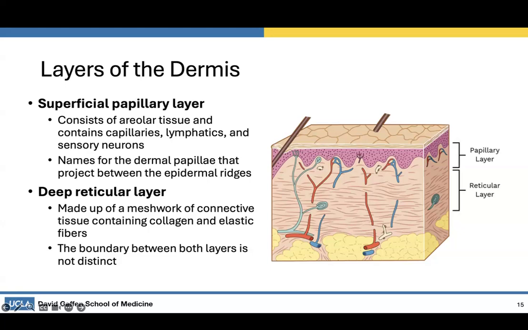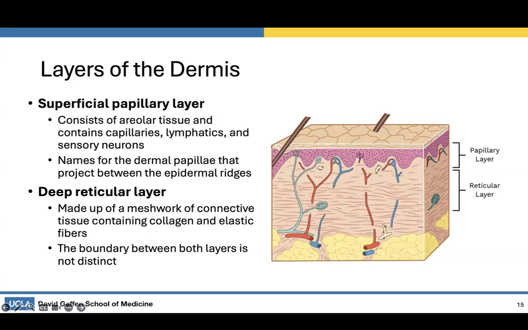The superficial papillary layer consists of areolar tissue, also known as loose connective tissue, that connects supporting organs and tissues, and it contains capillaries and sensory neurons. The name comes from the dermal papillae that project between the epidermal ridges, which we just talked about as they relate to fingerprints.